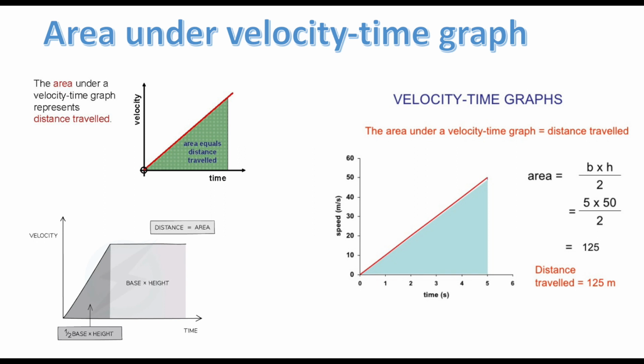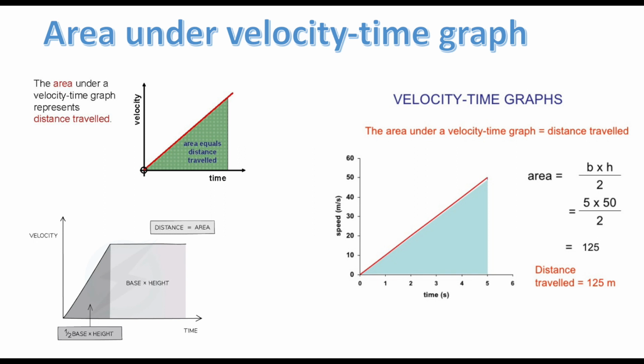Now in the bottom left corner, you can see another graph. Here, at the starting time, the object is at rest. There is no velocity. Now the velocity gradually increases, and after some time it is in uniform motion. So to find the total area, you have to find the area of the triangle and the area of the rectangle.